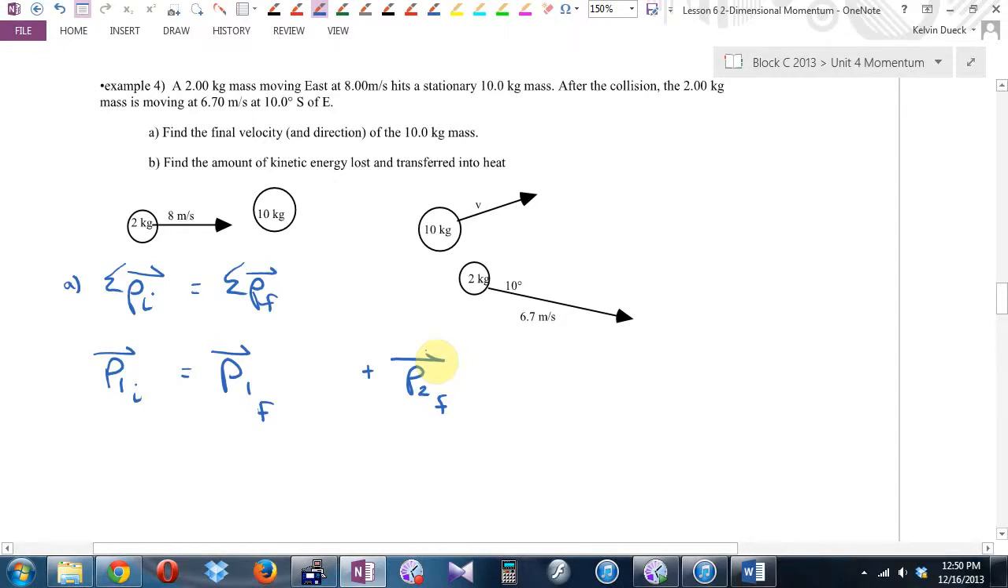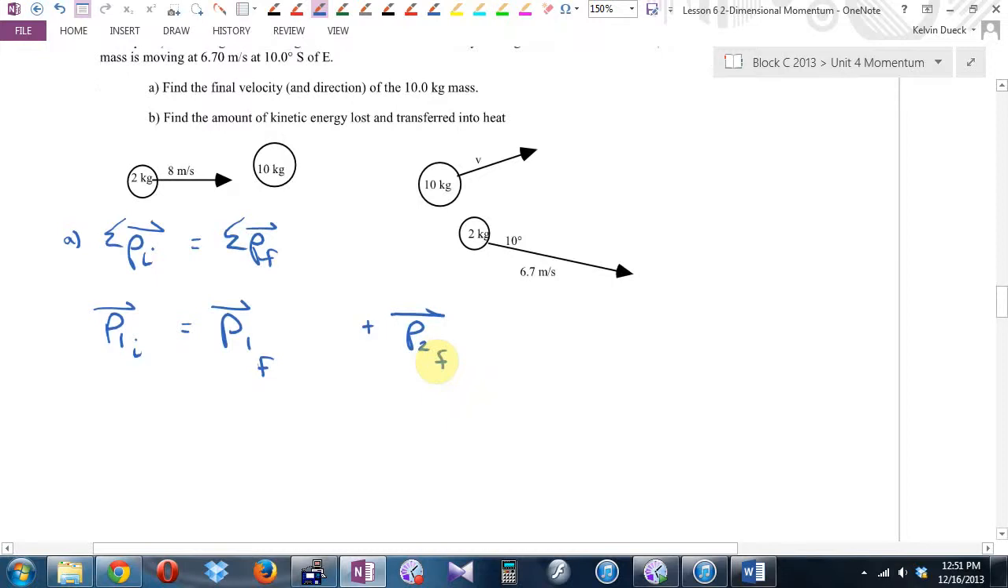Are there angles? We stop. We don't start plugging in numbers. We have to draw pictures. Looking at mass 1 initial, it's moving nice and sideways. I can draw that. It would look like this. And I can even tell you how big it is without a calculator.